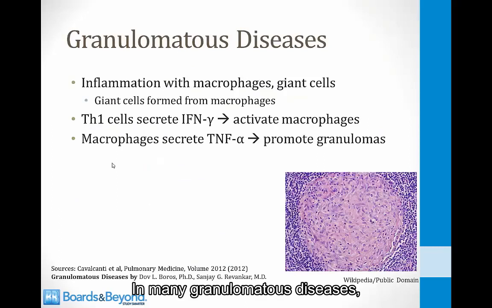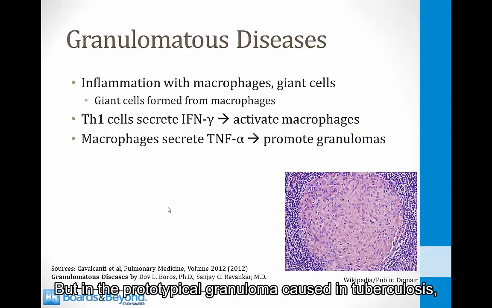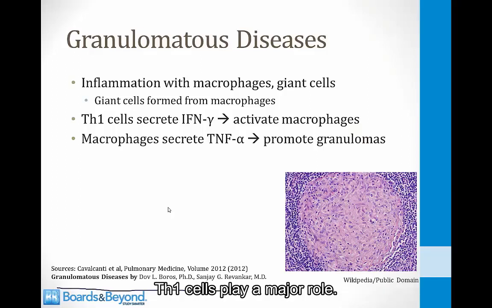In many granulomatous diseases, Th1 cells play an important role. There are many subtypes of granulomas. It's a complex topic. I've put a few references here on the screen if you want to read more detail. But in the prototypical granuloma caused in tuberculosis, Th1 cells play a major role.